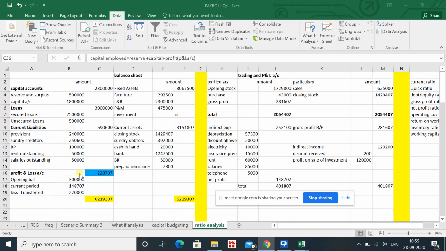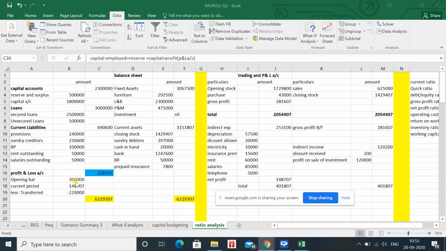And at the end you can see that in the balance sheet, I have highlighted it with the blue color, that 2,28,707 is the profit portion that they have transferred to the balance sheet. And while doing the question we discussed that for capital employed you have to take reserve and surplus which is given to you. You have to take the capital and the profit which is transferred to the balance sheet. And how it comes, we create a profit account separately.